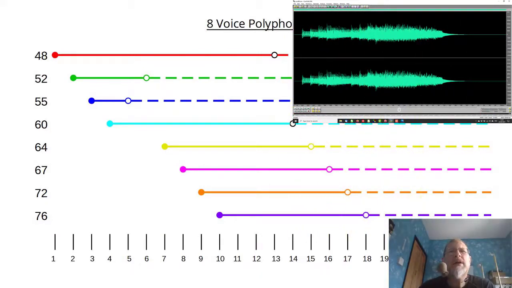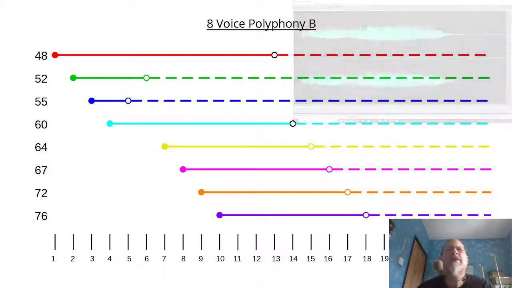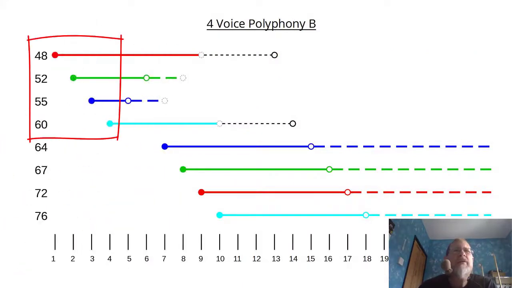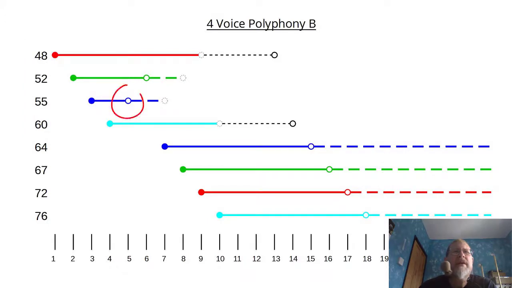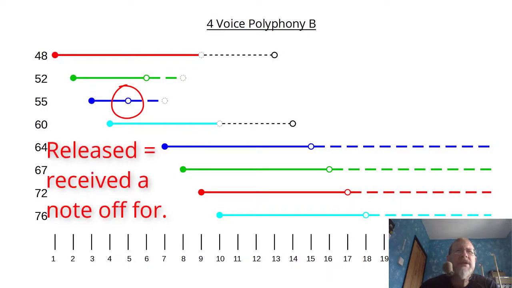So now let's see what happens when we only have 4 voices available. So we play our first 4 notes and they start nicely, and we release the key for 55 and then 52, and everything is still fine, but then we play 64. Now we have 4 voices in use, so we're going to have to steal one. Well, we steal the one that was released first, so is longest in its release phase here, which is the blue one.